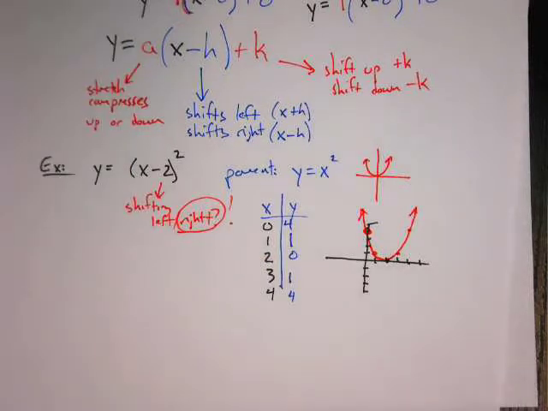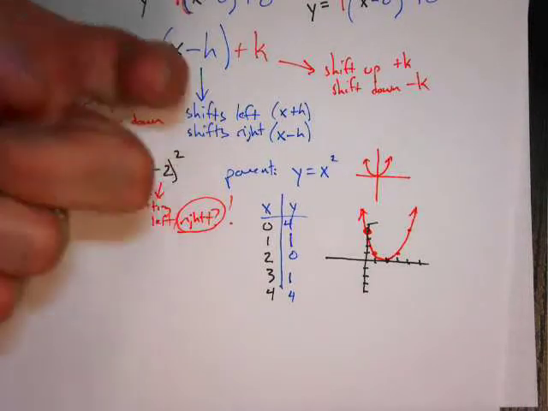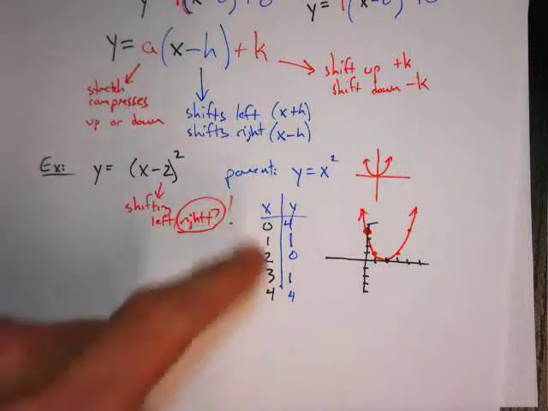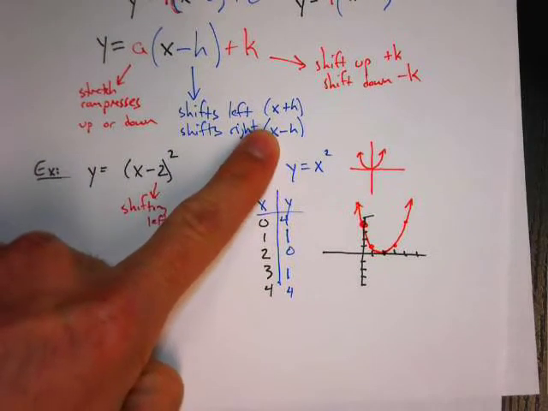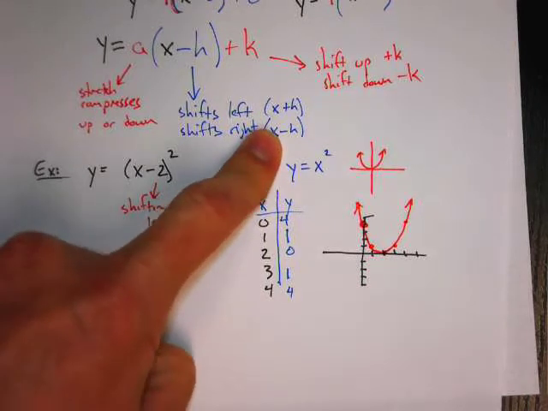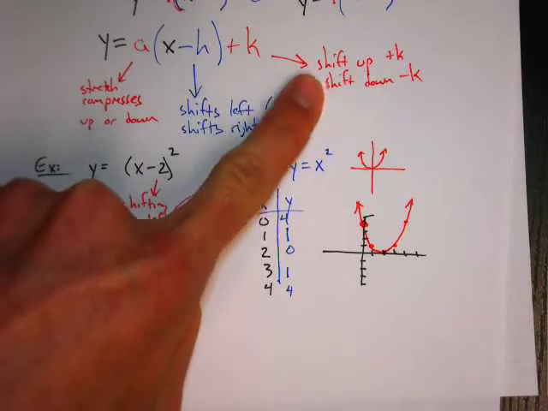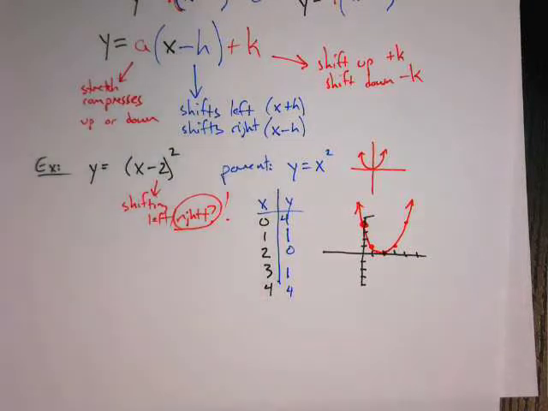So that's why we have to pay attention when we have, in the grouping symbol, x minus h shifts to the right, x plus h shifts to the left. Okay, so this note becomes really, really important to remember. Now the k, shift up, shift down, that's perfect, straight on right there.